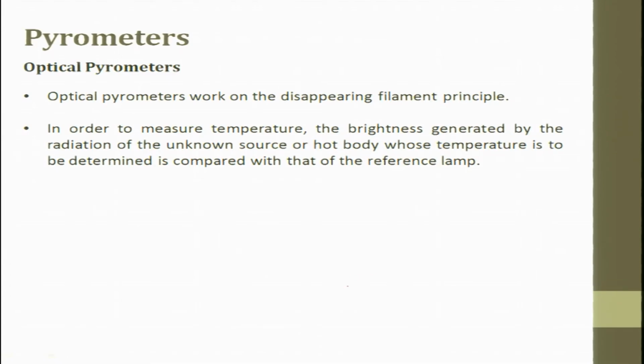So, optical pyrometer. The optical pyrometer works on the disappearing filament principle. In order to measure the temperature, the brightness generated by the radiation of an unknown source or a hot body whose temperature is to be determined is compared with the reference lamp. So, you check with the reference lamp and try to see at what temperature the filament disappears, and this is the principle we use for the optical pyrometer.